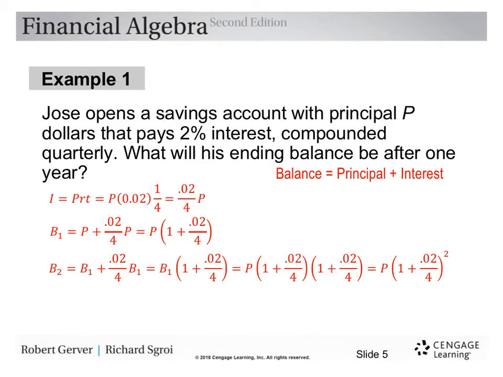His balance after the second quarter is simply going to be the balance after the first quarter plus the balance after the first quarter times 0.02 over 4. And if we factor out the balance after the first quarter, we know what that is equal to. That's equal to this up here, so that's the balance after the first quarter. I'm going to substitute that in for B1 down here. And if we simplify, his balance after the second quarter is P times 1 plus 0.02 over 4 squared.